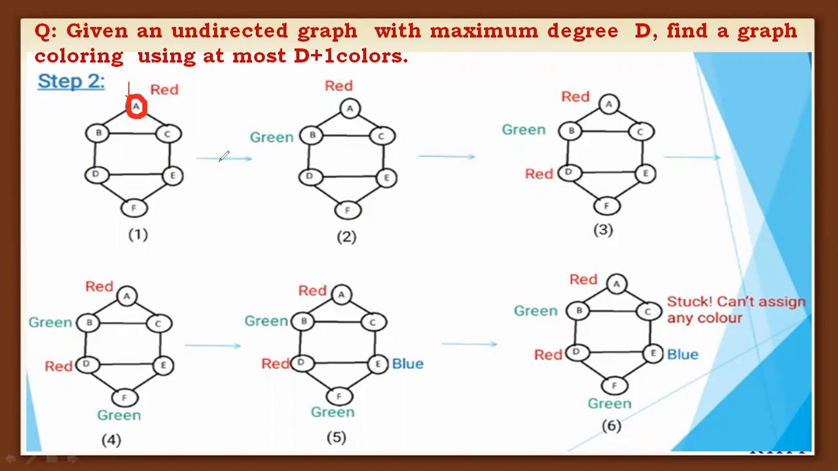Next, move to the second graph. Here I have colored only one vertex, which is already colored with red. The next adjacent vertex to vertex A is B. Now I need to color this vertex with another color, that is green. I have colored the vertex B with green color.